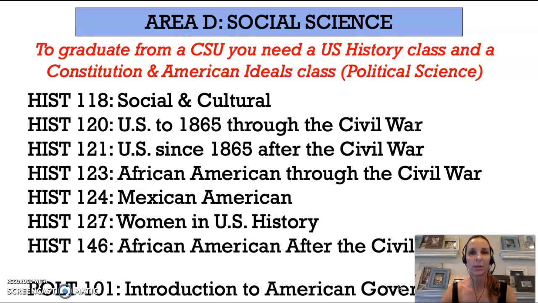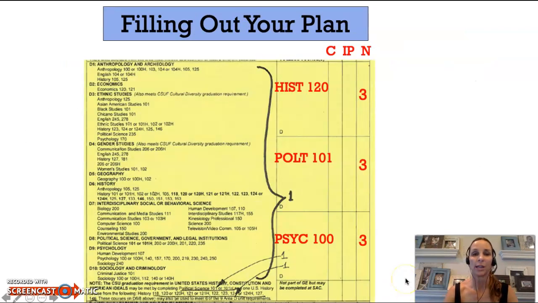Next area is Area D. So Area D is social science. What I always encourage students to do that are doing the Plan B, that know they want to go to a Cal State, there's 2 graduation requirements from a Cal State: taking a U.S. history class and taking a U.S. government class. So if you do that here at SAC, you won't have to do it over there. So we encourage you to do that. And you can read down here at the bottom which classes fulfill that requirement. So History 120 is one of them, Political Science is one of them, and then Psych 100 is just another class that you could choose as a class to fulfill this area.